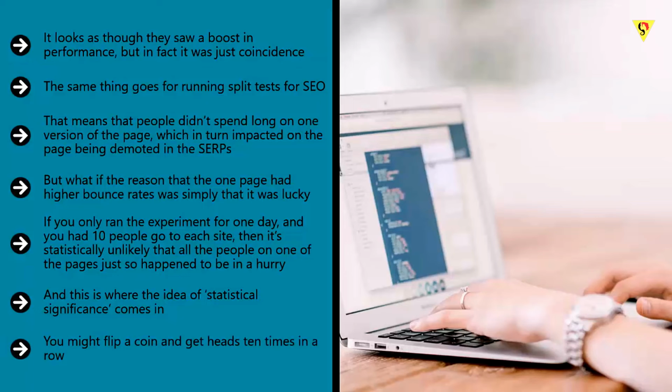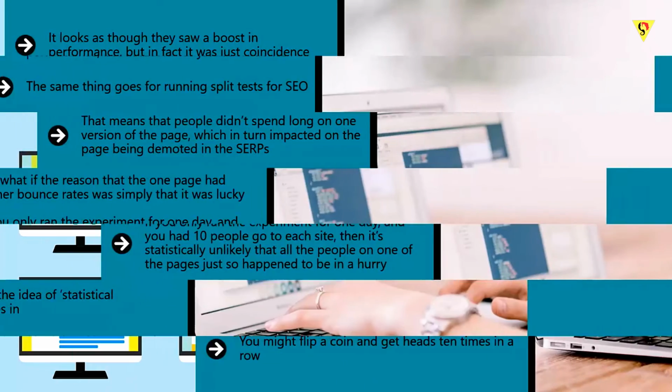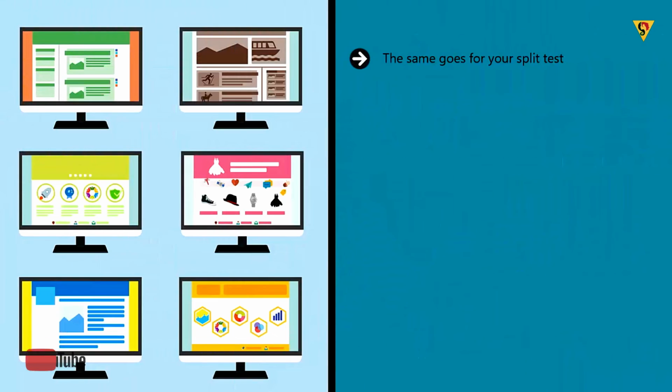You might flip a coin and get heads 10 times in a row. That's an extremely unlikely outcome, but it's possible. But if you flip a coin and get heads 100 times in a row, that is so astronomically unlikely to be coincidence that you can probably assume the coin is rigged. The same goes for your split test. Run the test long enough and the results become increasingly likely to be accurate. This is what we refer to as statistical significance.